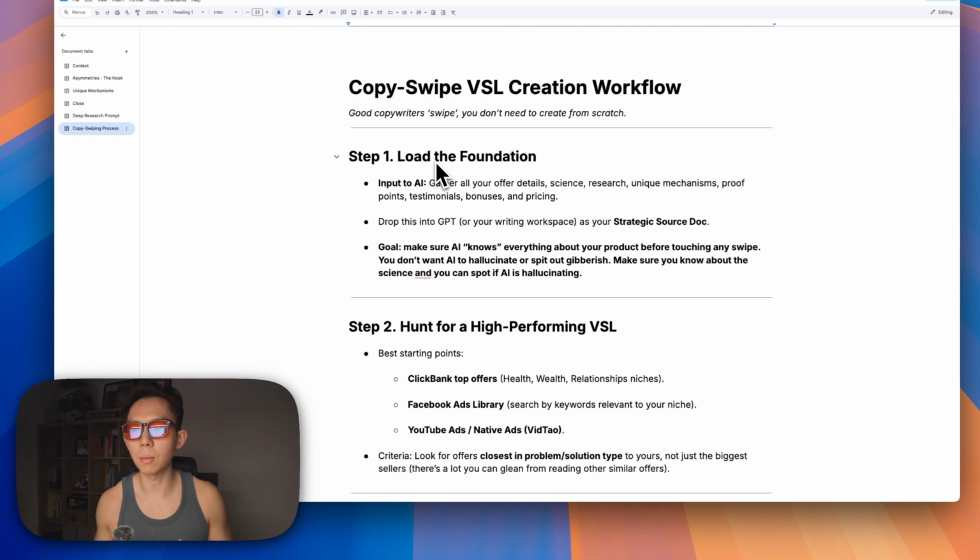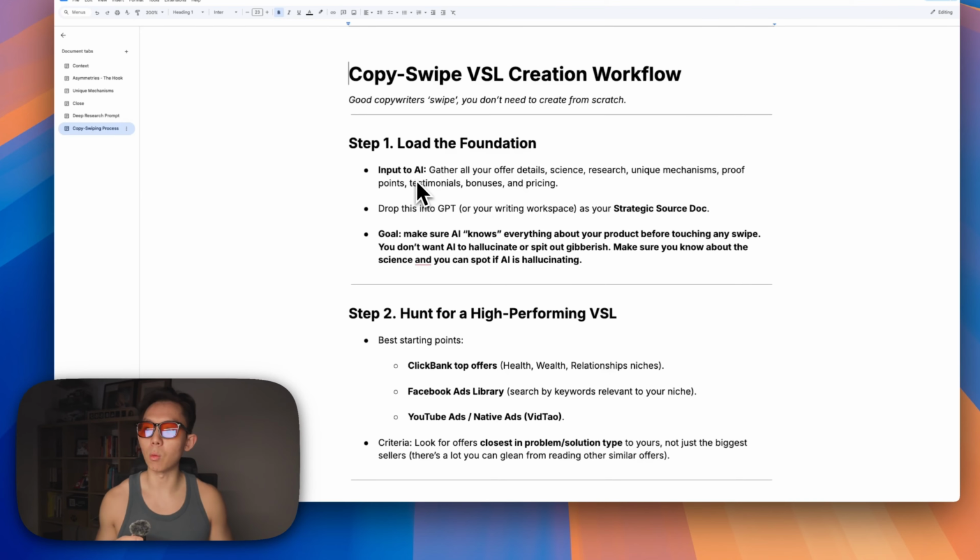The last thing I want to talk about is my approach towards copy swiping VSLs. Right? Good copywriters swipe, so you don't need to create from scratch. You want to build VSLs that have performed well, right? You don't want to start from scratch because there's a lot of risk in there. I'll break it down step by step on what you need to do.